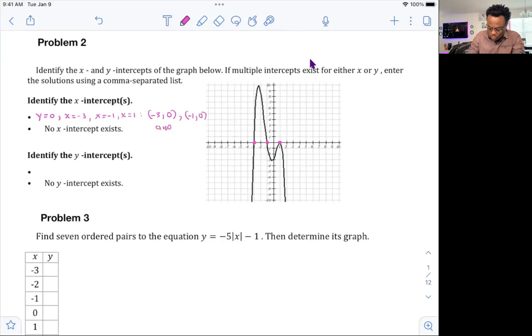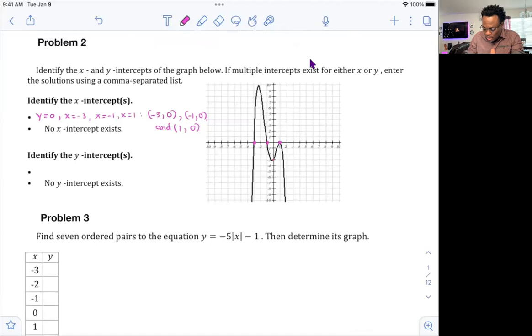x equals 1, y equals 0. And if we did not have any intersection between the x-axis and the graph, then you would say no x-intercept. In this case, we have 3.